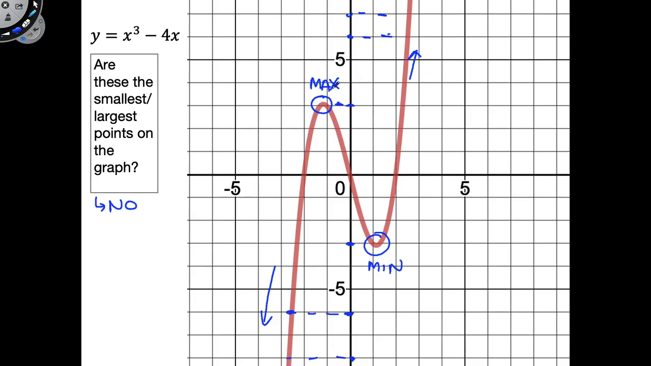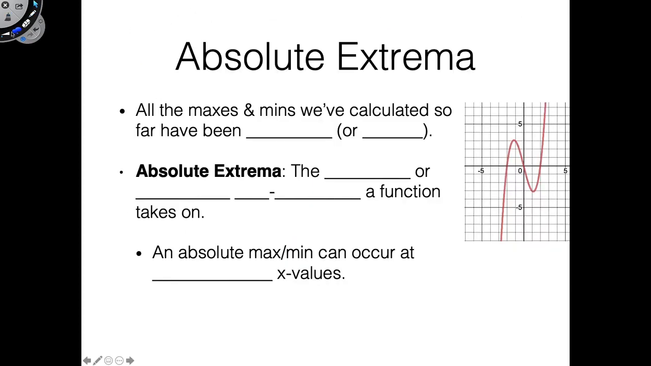That leads us to ask: is there any concept of having a largest or smallest point on a graph? Clearly we're not able to do that with our current vocabulary, so we're going to need a few more tools. That's where absolute maxes and mins, or absolute extrema, come into play. Let's go over some terminology really quickly before we start knocking out some problems.